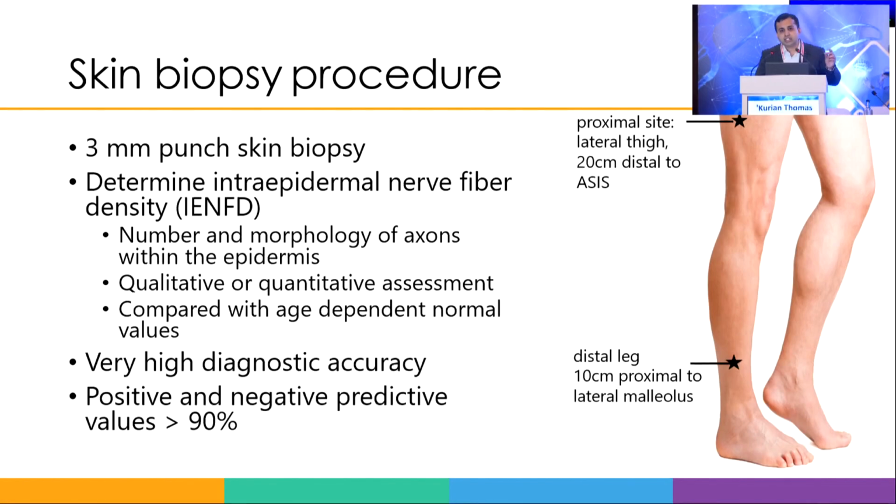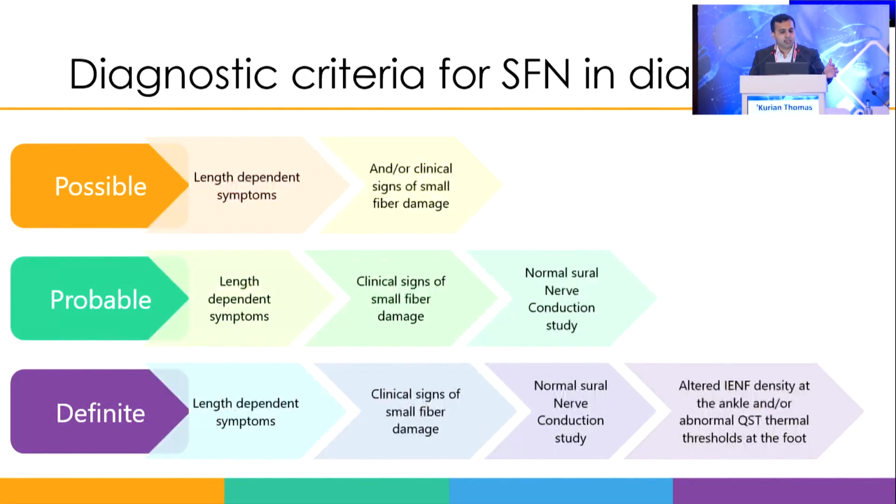Where do you take the biopsy from? We have already discussed that diabetes produces a length-dependent axonal neuropathy. So to demonstrate that involvement, the biopsy is usually taken from two sites. One is the distal leg, 10 centimeters proximal to the lateral malleolus, and the other is a proximal site in the lateral thigh. So it has very high diagnostic accuracy.